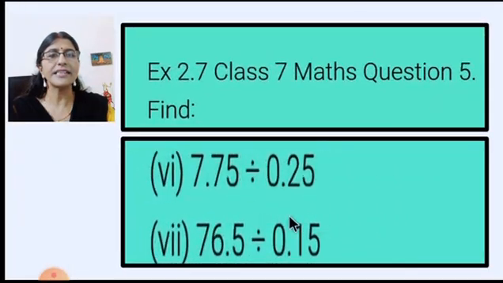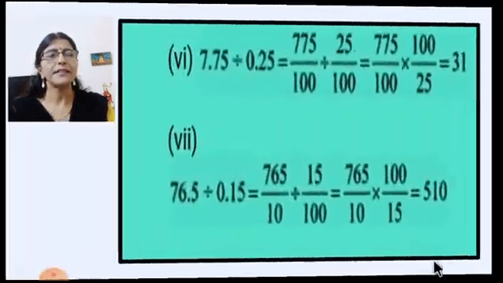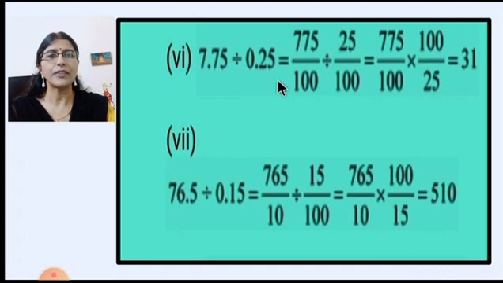Now one more division is there. This is question number 5 of the same exercise 2.7: 7.75 divided by 0.25, and 76.5 divided by 0.15. So here the decimal point is in both the dividend as well as the divisor. Let us see how to divide. 7.75 divided by 0.25. In the same way we are going to convert this into a fraction. It will be 775 upon 100. Now you have learned how to remove the decimal point, by multiplying the numerator by 100, and here also 1 will be multiplied by 100. So 775 upon 100 divided by 25 upon 100, as this also removes the decimal point.